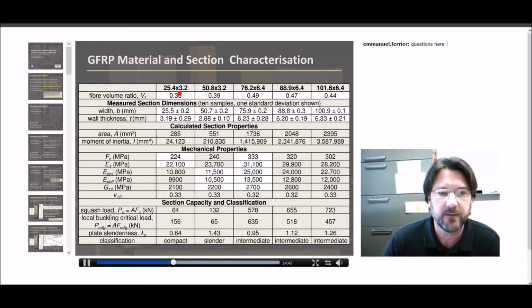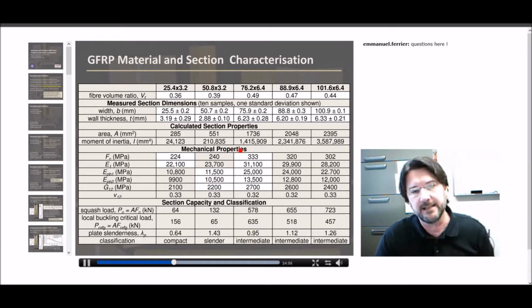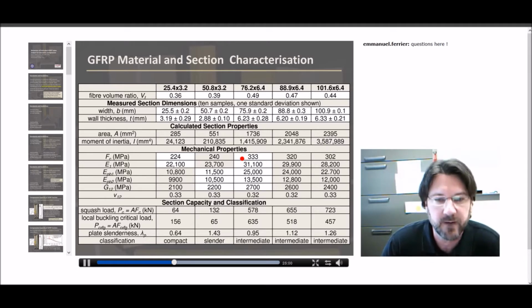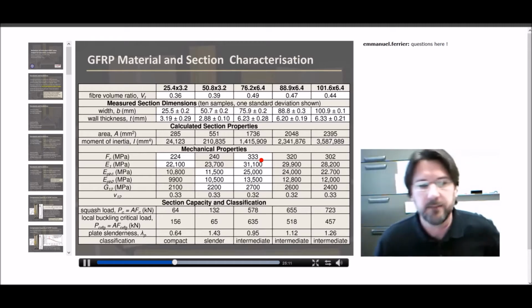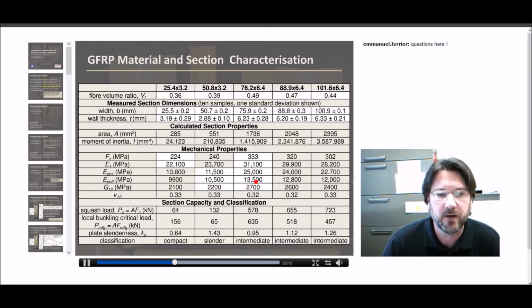The fiber volume ratios for the 3.2 millimeter sections are a little below 40%, and a little below 50% for the 6.4 millimeter sections. All of the data that's in white background was actually experimentally determined. The remaining data was calculated based on laminate theory, actually on the Eurocomp equations, and calibrated to the experimentally determined values.